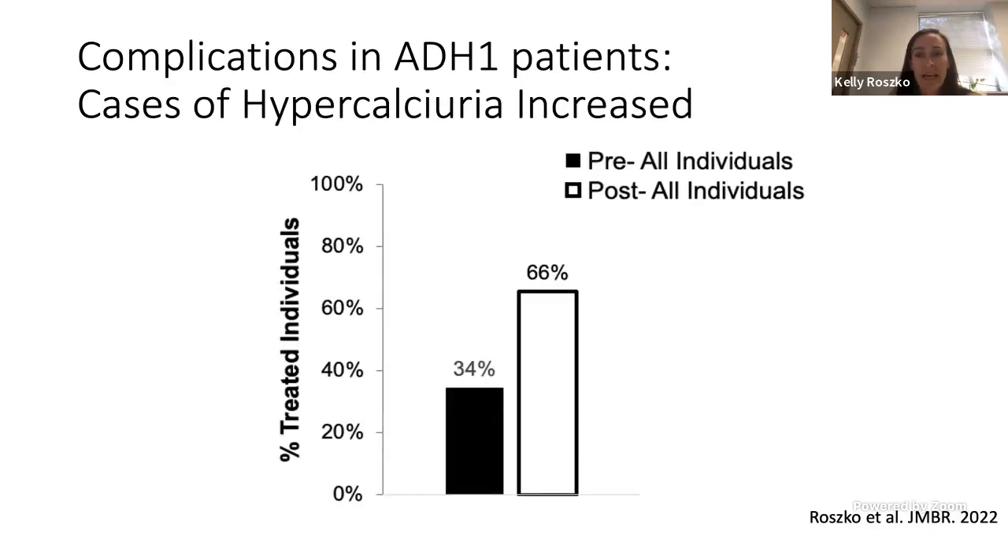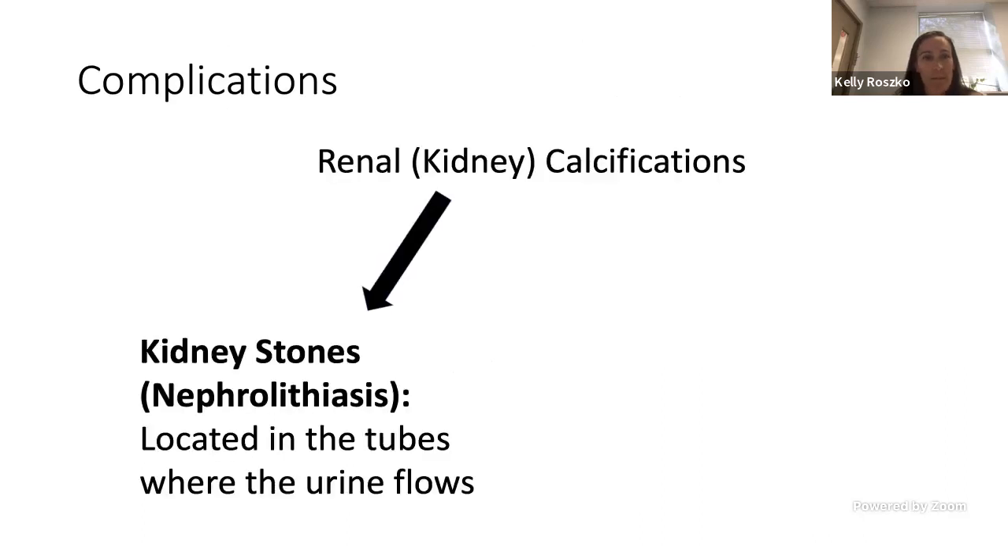And here you can see that in our review of ADH1 patients, the same pattern was seen. The cases of hypercalciuria, or high urine calcium, increased significantly when patients were being treated. So you can see that 34% of the patients had high urine calcium before treatment, but after treatment, 66% of patients had high urine calcium levels. Of note, these are frankly high and not even looking at patients who have that high normal range, which we also would be concerned about.